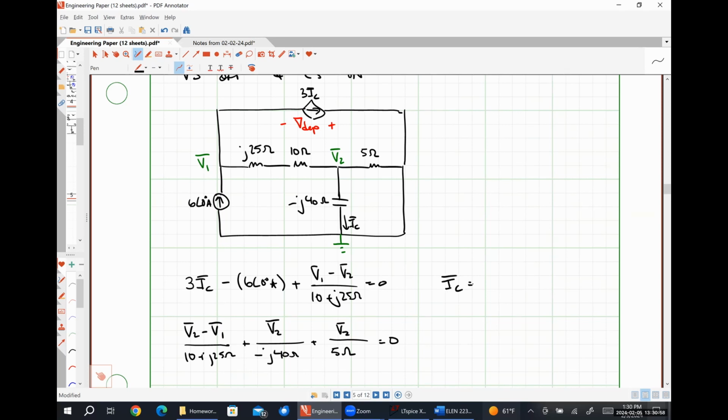IC is just V2 over minus j40. V dep is just negative V1. Solve, solve, solve. I don't see any source transformations or anything like that that we could do to make this easier. So I think it's just going to need a computer. Isaiah, what up?